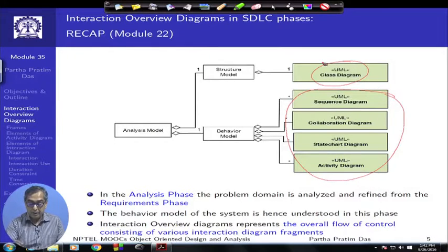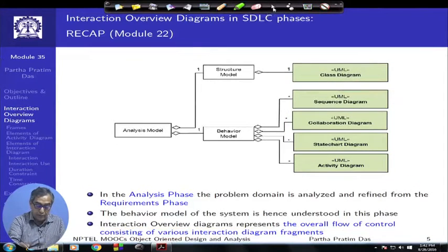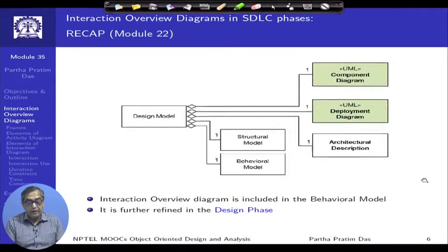This is a structural diagram that you have, and the interaction overview diagram represents the overall flow of control. It gives you a view of the system at a relatively higher level than the individual diagrams that we are looking at. So, this needs to be captured very carefully, starting from the early phases, starting from the analysis phase, and in that way it plays an important role. Certainly, like all other diagrams, it gets refined in the design phase.